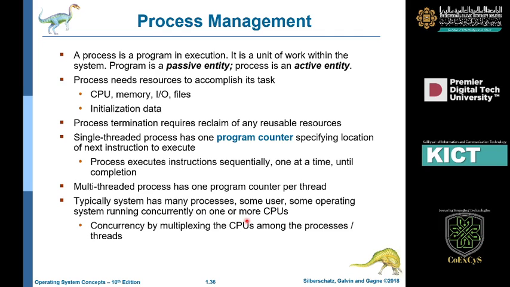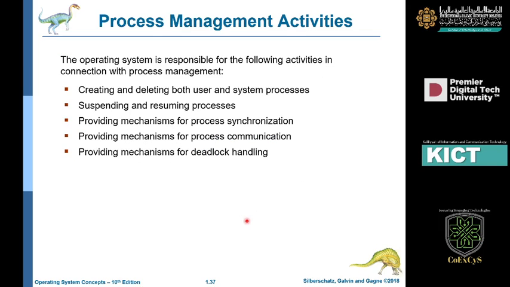Typically, a system has many processes, some users, some operating system running concurrently on one or more CPUs. So it can get pretty complex as the number of processors increases, the number of threads increases, the number of users increases, and the number of CPUs increases. So how do we manage all this? It gets more complicated as we advance in technology, so the operating system has to be smarter in managing all of these resources.